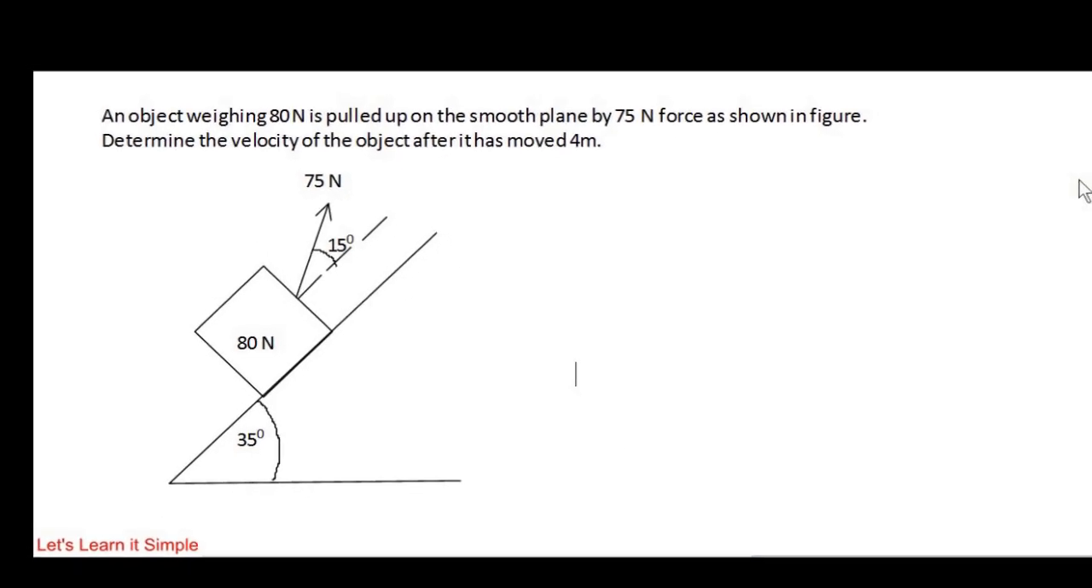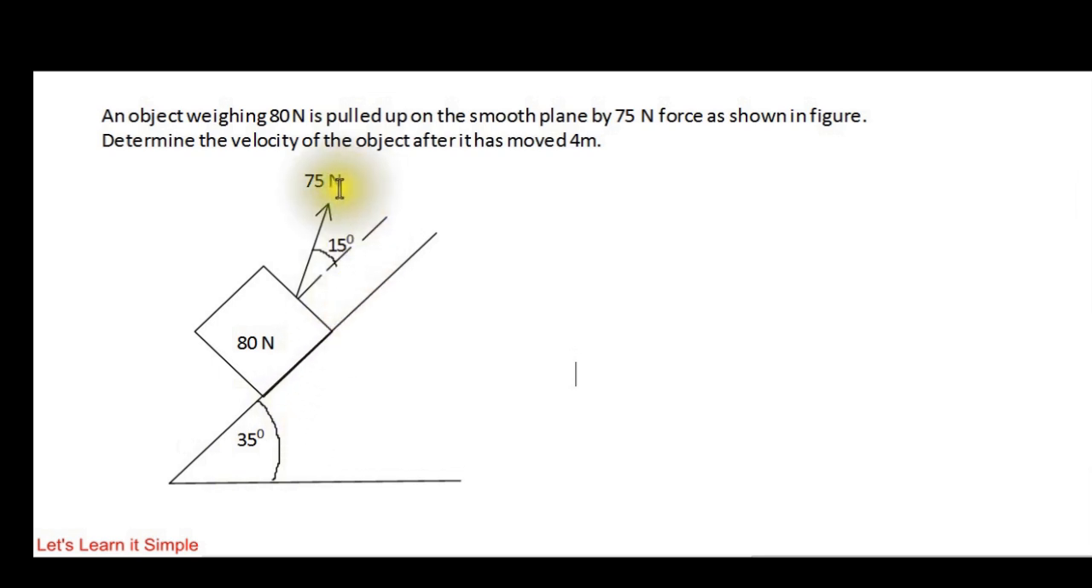Hello everyone. In this video, we are going to discuss a problem in Newton's second law, that is, with the work energy method. The problem goes like this. There is a weight of 80 Newton which is pulled up a rough inclined plane which is 35 degrees inclined to the horizontal surface.